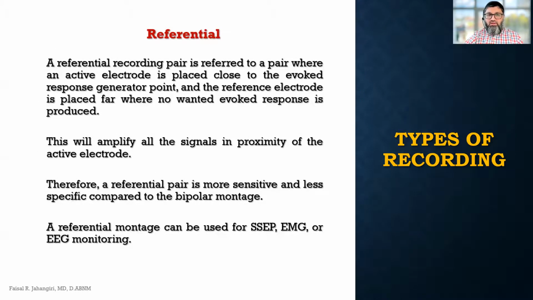On the other hand, the referential pair is a pair where the active and the reference electrodes are placed far from each other. So the active electrode is placed on the generator and the reference far from it. So it will amplify the signal in the close proximity of the active electrode. And so the referential pair will be more sensitive but less specific because it will pick up the responses around that area, and so you will not be very, very precise. A referential montage can be used for SSEP, EMG, or EEG monitoring.